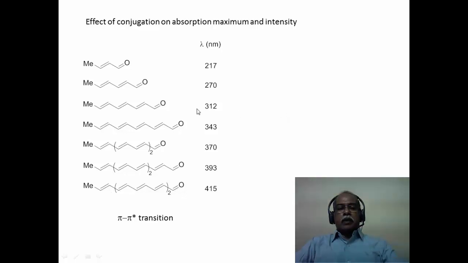As you increase the conjugation progressively, the lambda max also keeps increasing. In other words, it goes from the ultraviolet region to the visible region. So this molecule should be either orange or yellow in color, which is an absorption in the visible region of 450 nanometer.